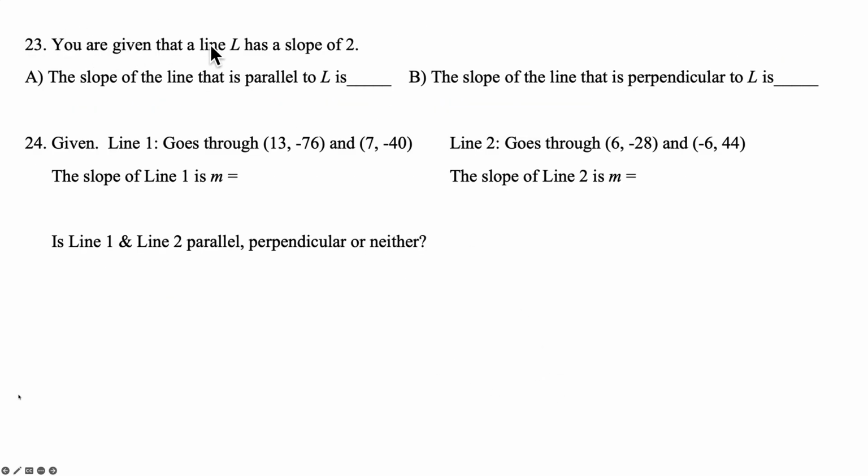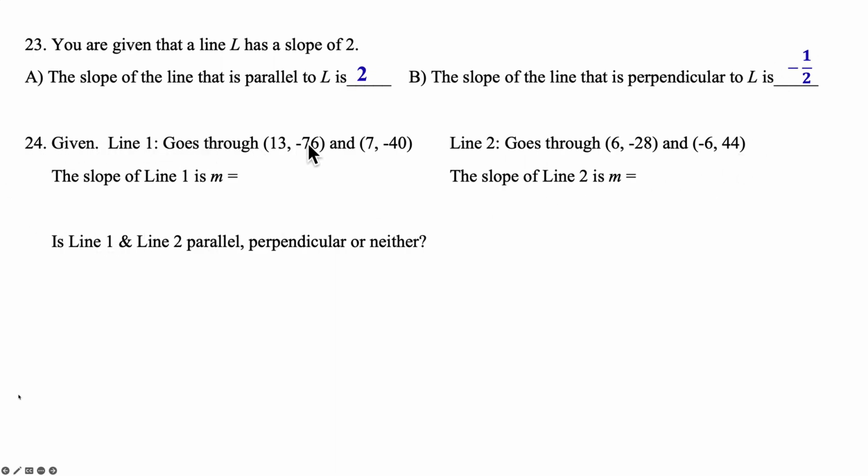23, you are given that line L has a slope of 2. A, the slope of the line that's parallel to L is the same thing, 2. The slope of the perpendicular to L, 2 over 1 is my L, I have to flip it to 1/2 and change the sign to a negative 1/2.